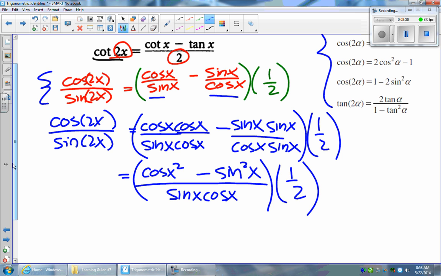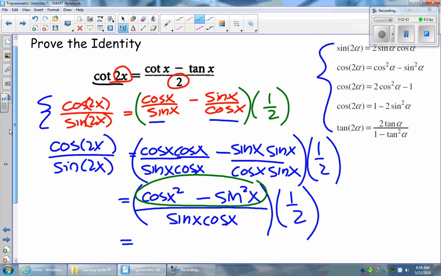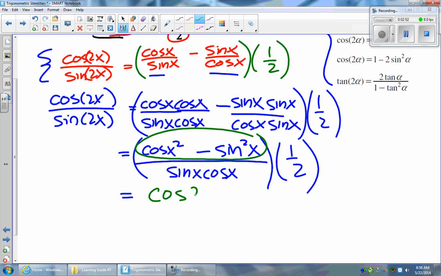Just looking at this, you may notice here that the top, cos squared x minus sine squared x, is the same expression as one of our double angle identities. It is the same as cos 2x. So I'm going to replace that expression with a double angle, so cos 2x.